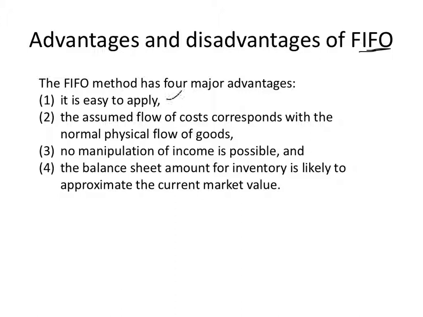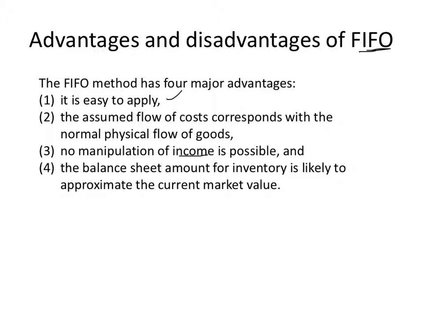One, it's easy to apply. Two, it makes sense. It assumes that we sold the older ones first. We bought them in first, we sold them first. So in a way, it makes sense. Three, there's no way we can manipulate income.